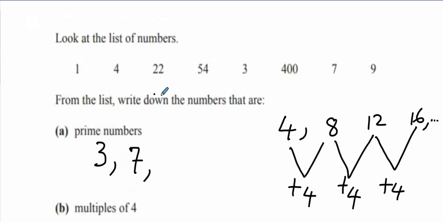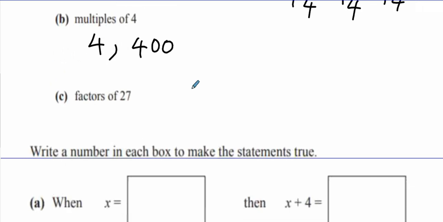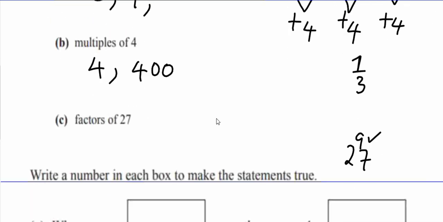Factors of 27. We said 1 is a factor of any number, so 27 divided by 1 is 27. Then 2 is not a factor of 27, so go to 3. Yes, 27 divided by 3 is 9. Go to 4, no. 5, no. 6, no. 7, no. 8, no. 9, yes.